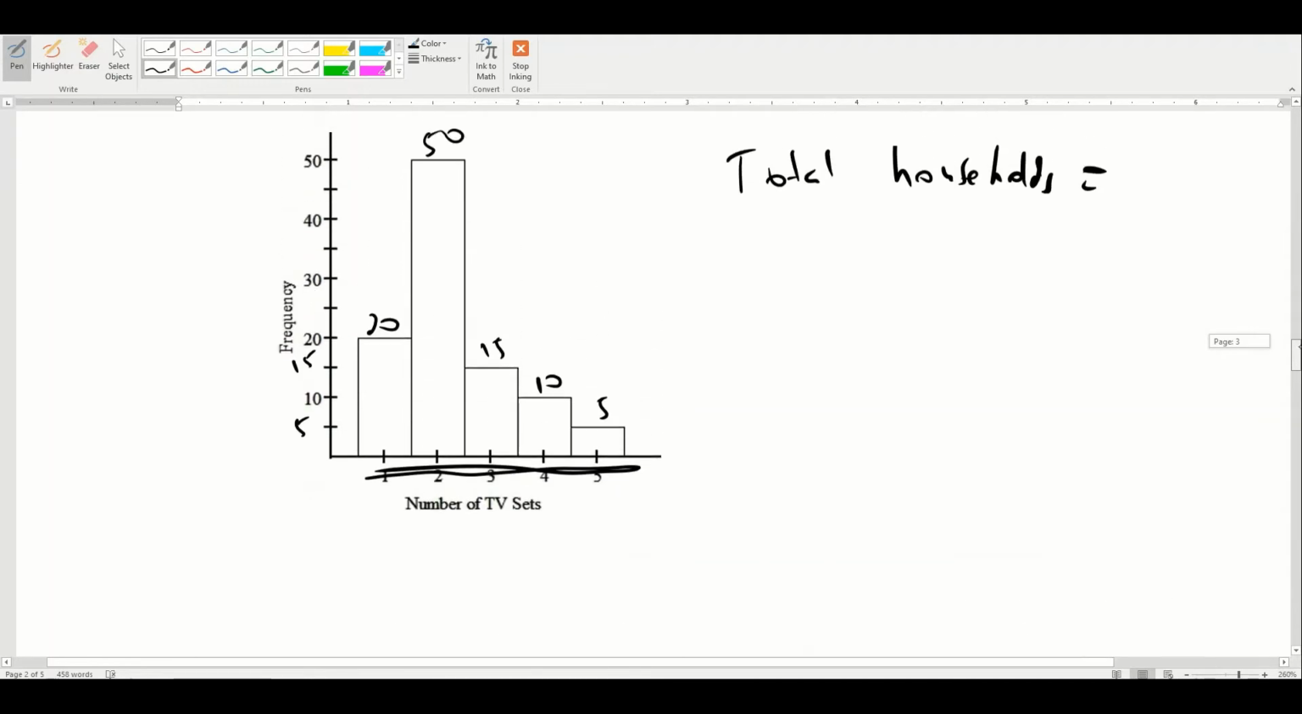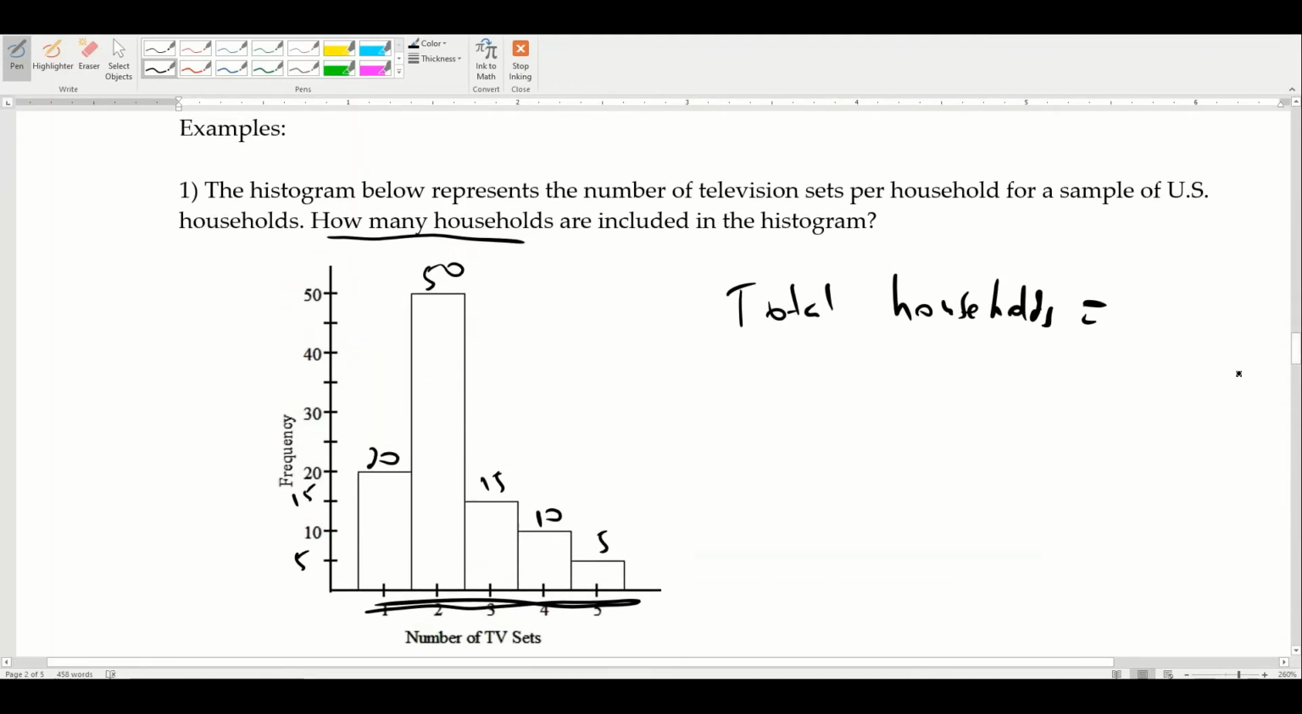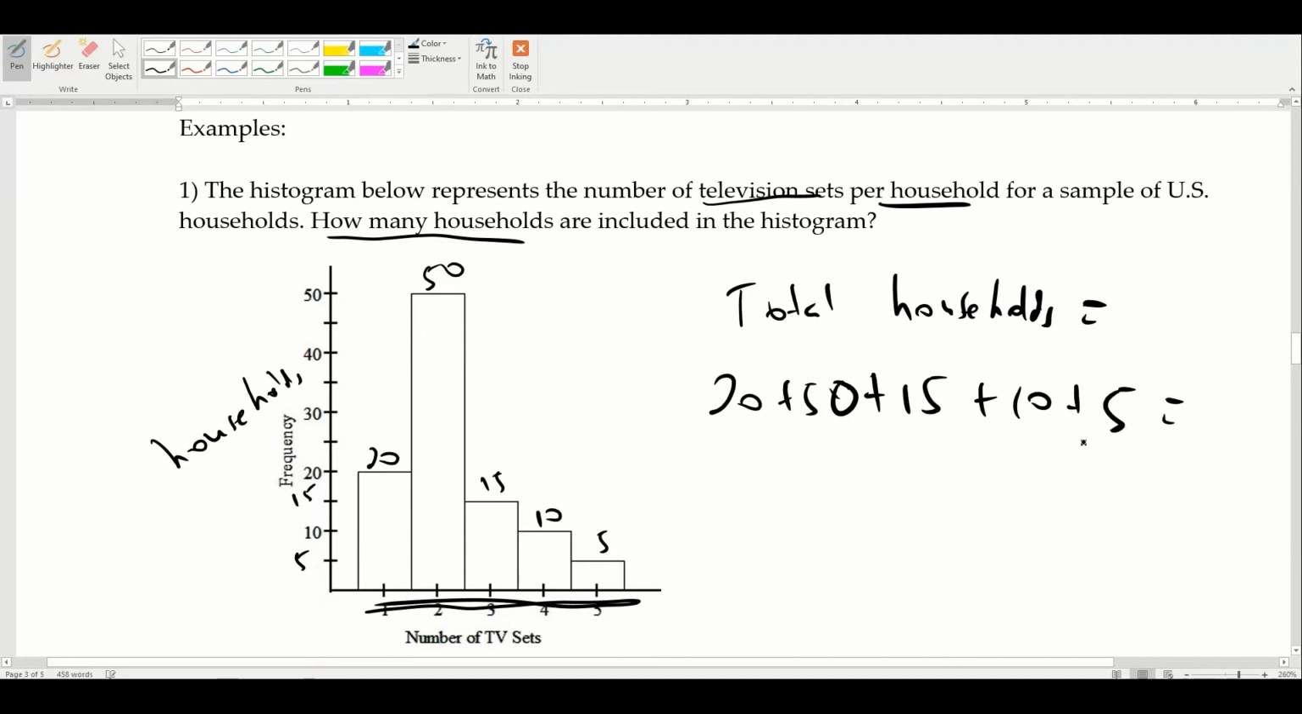because that just tells you the number of TV sets. We don't want the number of TV sets, we want the number of households. How many households? And so the frequency here, it says number of television sets per household. So this would represent the households. The number of TV sets would be quite a bit different. So it's find the total number of households. You just add those numbers on top of the bars. 20 plus 50 plus 15 plus 10 plus 5. And that grand total is what? 70, 85, 95, 100 are in this sample.